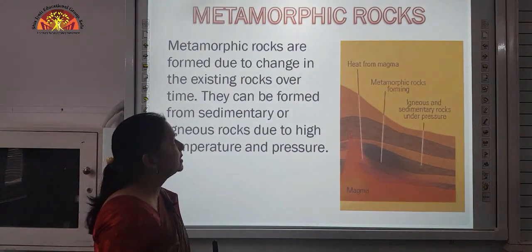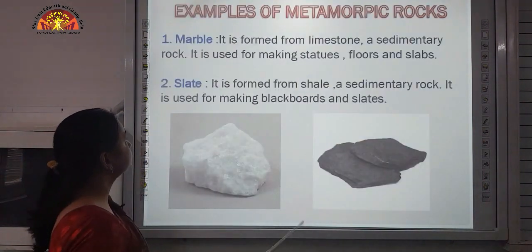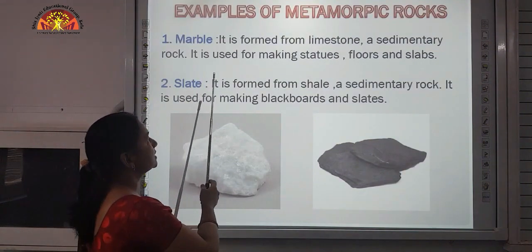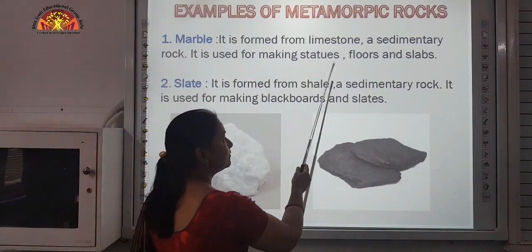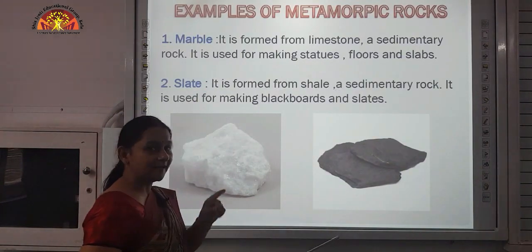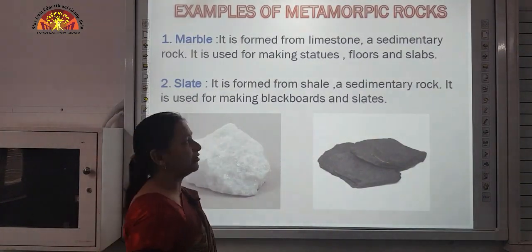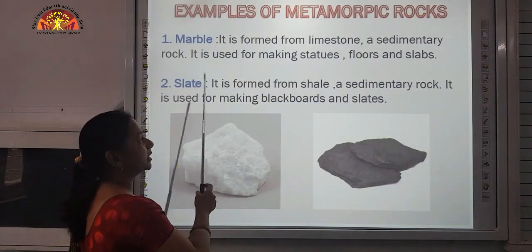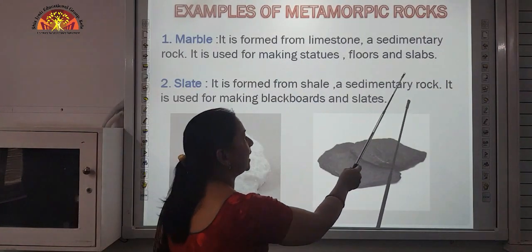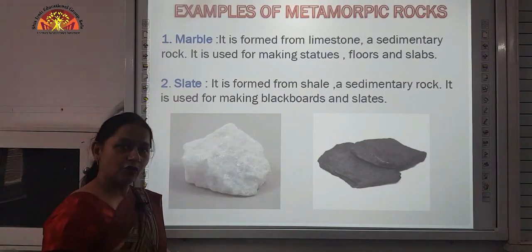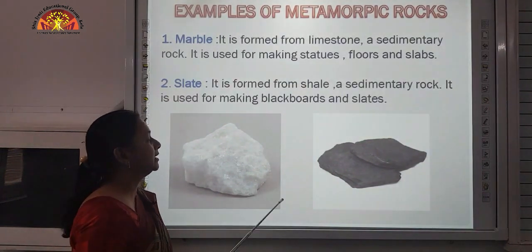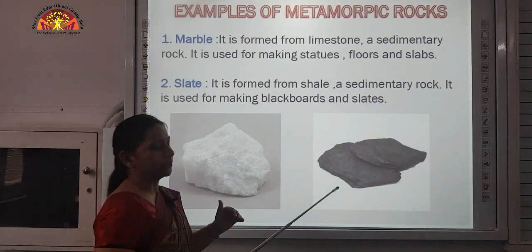Now what are the examples of metamorphic rocks? Metamorphic rocks, the most common example is marble. It is formed from limestone, and again limestone is a sedimentary rock. So it is used for making statues, floors and slabs. This is the hard rock and it is used for flooring. You can find marble in shades also.